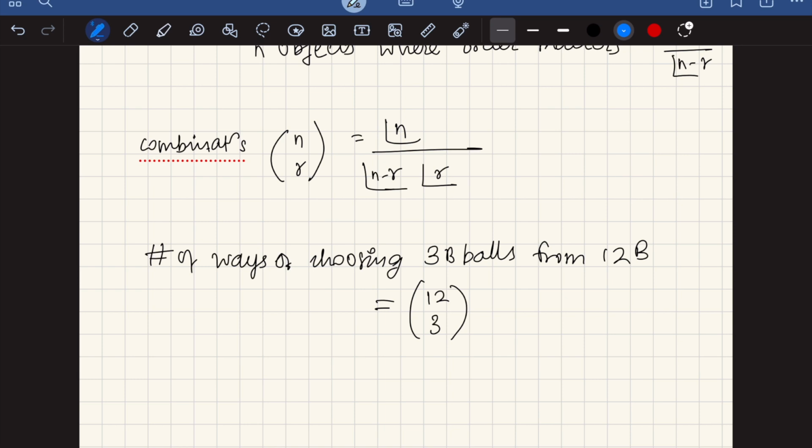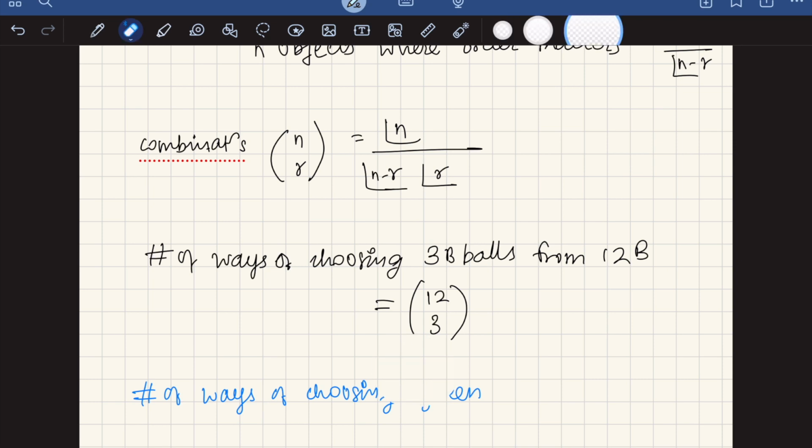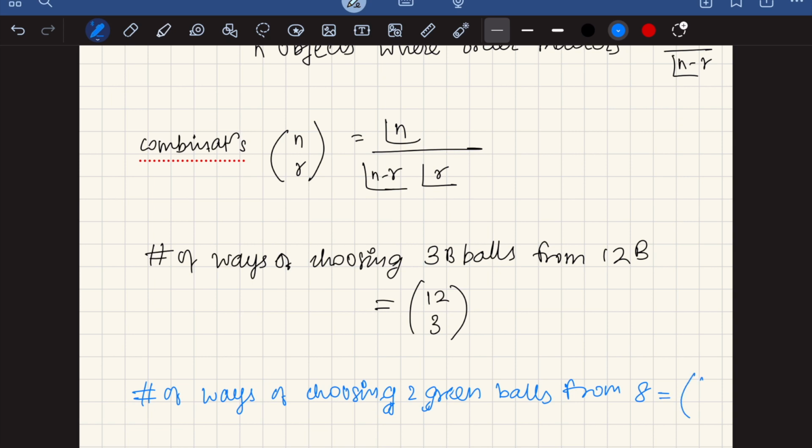And similarly, the number of ways of choosing the green balls would be, you have totally 8 of them and you are choosing 2 of them. Now the question is, should we add them or should we multiply them? So what do you think? Should it be 12 choose 3 plus 8 choose 2, or 12 choose 3 times 8 choose 2?